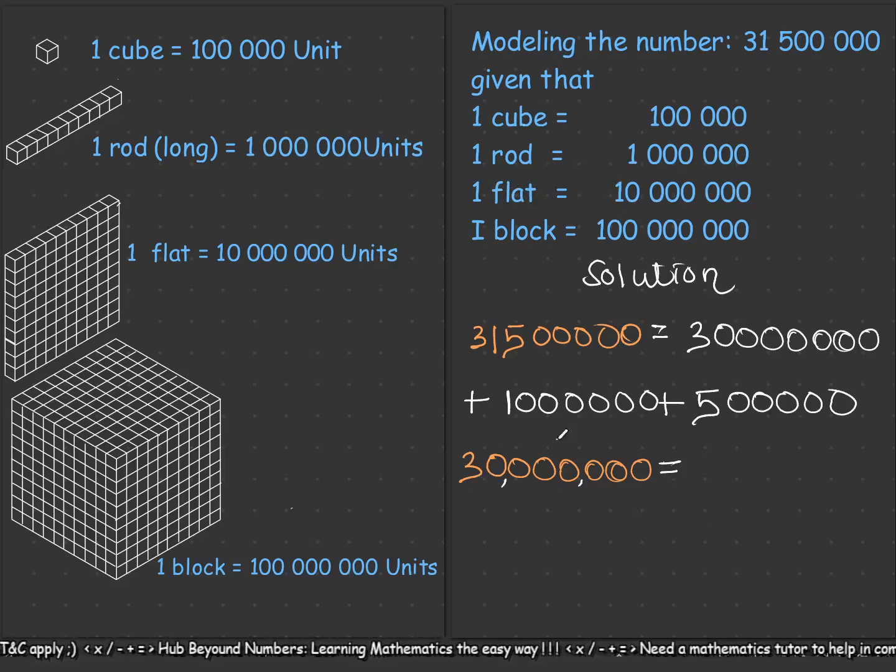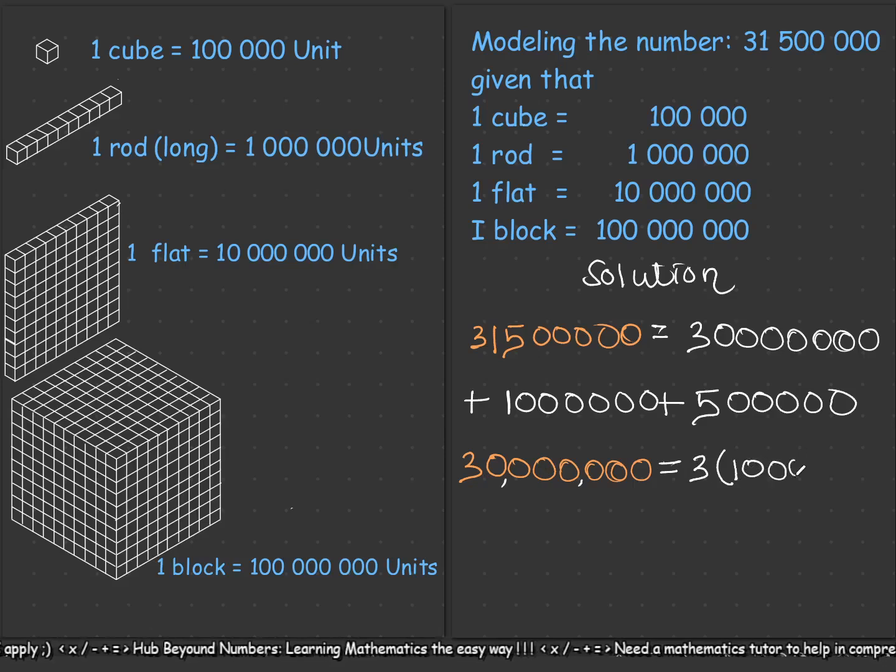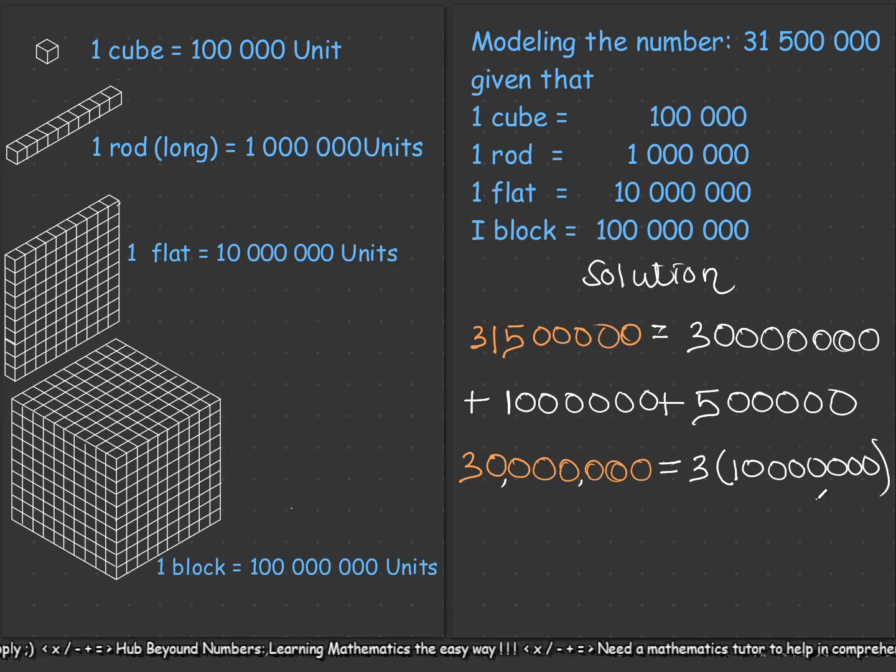So we rewrite this 30 million as 3 times 10 million. This is what we have over here. Now, you do know that the 10 million is represented by a flat. So instead of writing 3 times the 10 million, we will just write it as what?